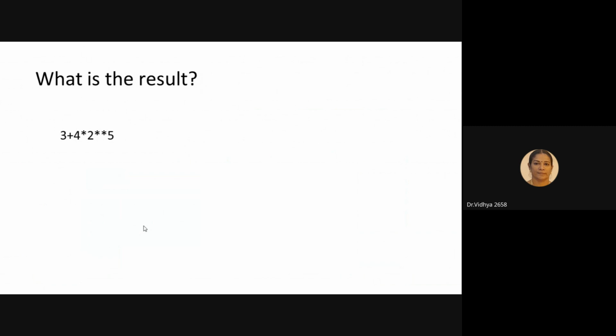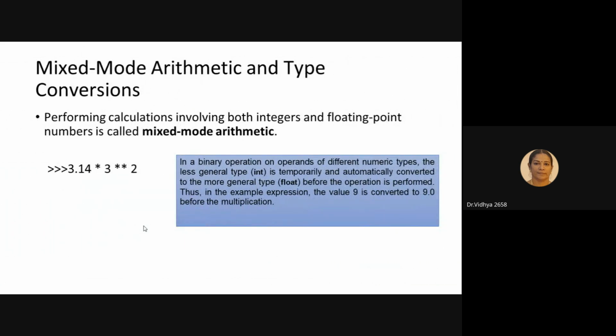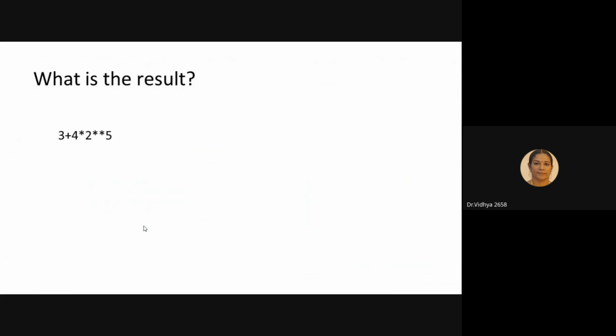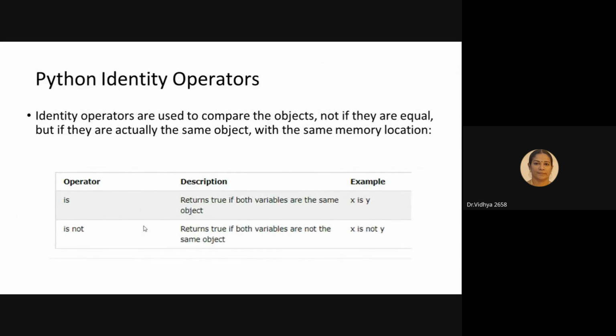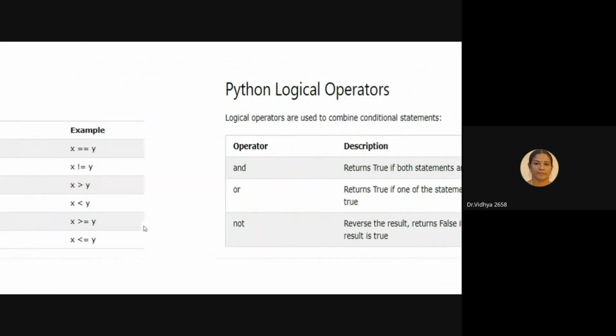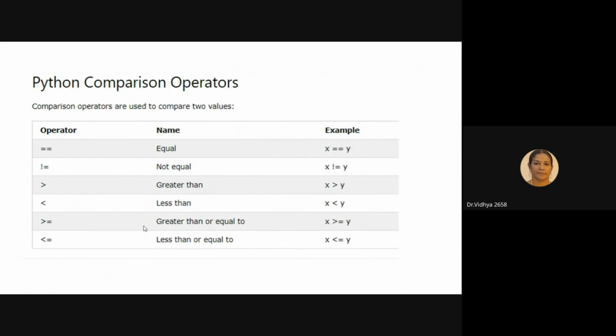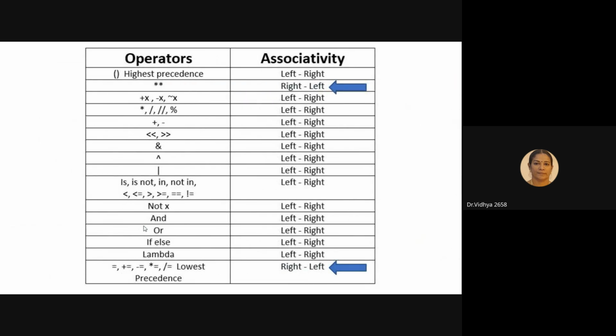Try and check the result for this particular expression: 3 plus 4 star 2 and 2 double star 5. How are you supposed to proceed? You are supposed to proceed based on the priority. We have seen here some of the operators, as well as the ranking, which has the highest priority, and what its associativity is, as we have studied.